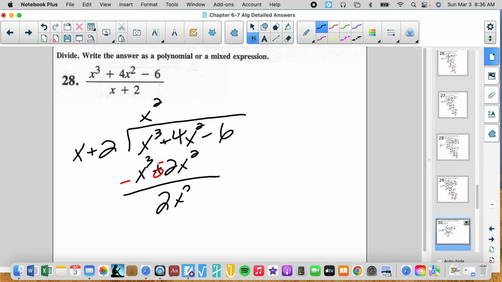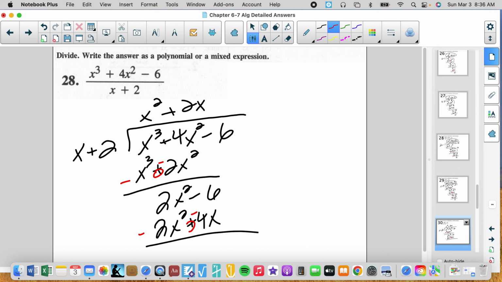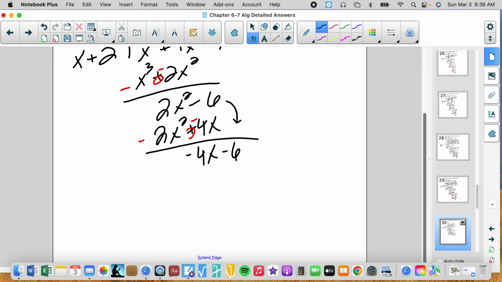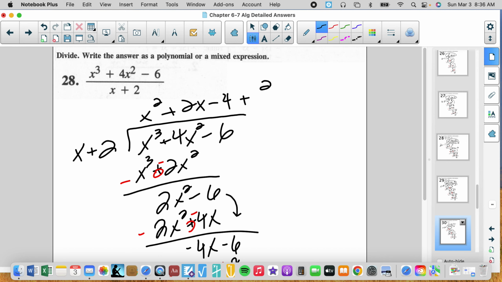We have 2x squared minus 6. We're going to multiply that by a 2x. You get 2x squared plus 4x. Let's flip those signs. And we get negative 4x minus 6. Let's multiply by a negative 4. Yep, so this doesn't work out nice. Negative 4x. Negative 4x minus 8. Change them. You're left with a positive 2 left over. So plus 2 over x plus 2.